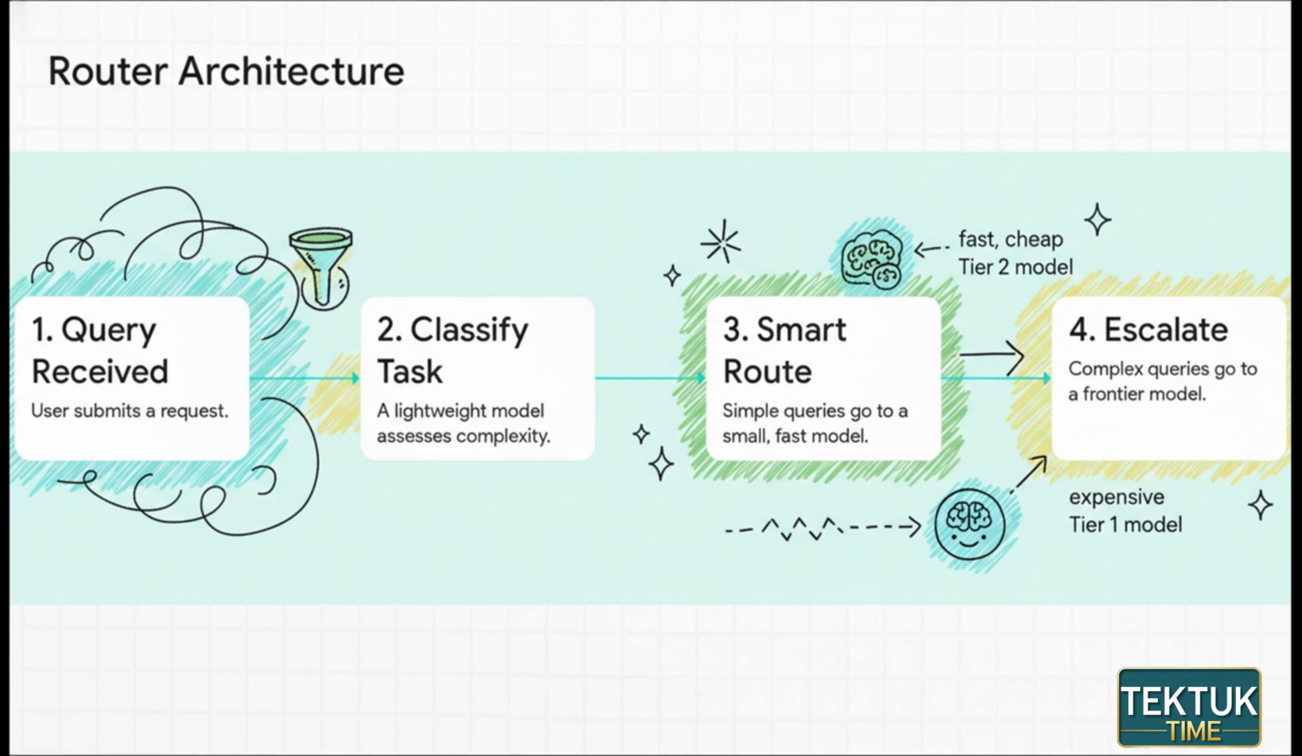This approach is called orchestration, and it is quickly becoming the gold standard for building robust, scalable, and cost-effective AI applications. A perfect example of this is something called a router architecture. It's so elegant and it's incredibly effective.